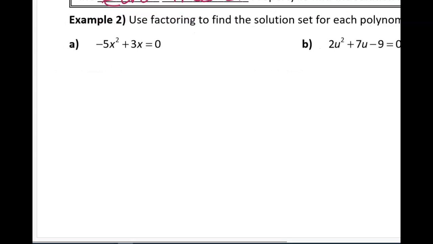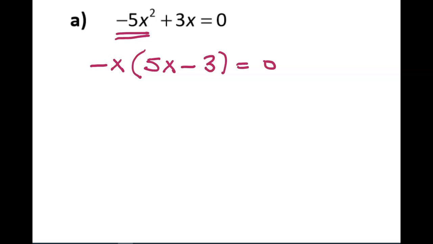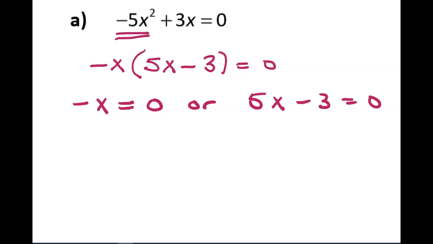So in example 2a, we have negative 5x squared plus 3x is equal to 0. Notice that that's a type where we can factor out a GCF, a greatest common factor. So since the first term has a negative coefficient, that is the highest exponent term has a negative coefficient, I'm going to factor out a negative GCF. So factor out negative x, that'll leave us with positive 5x minus 3 equal to 0. So now that we have this in factored form, either negative x is equal to 0 or 5x minus 3 is equal to 0.